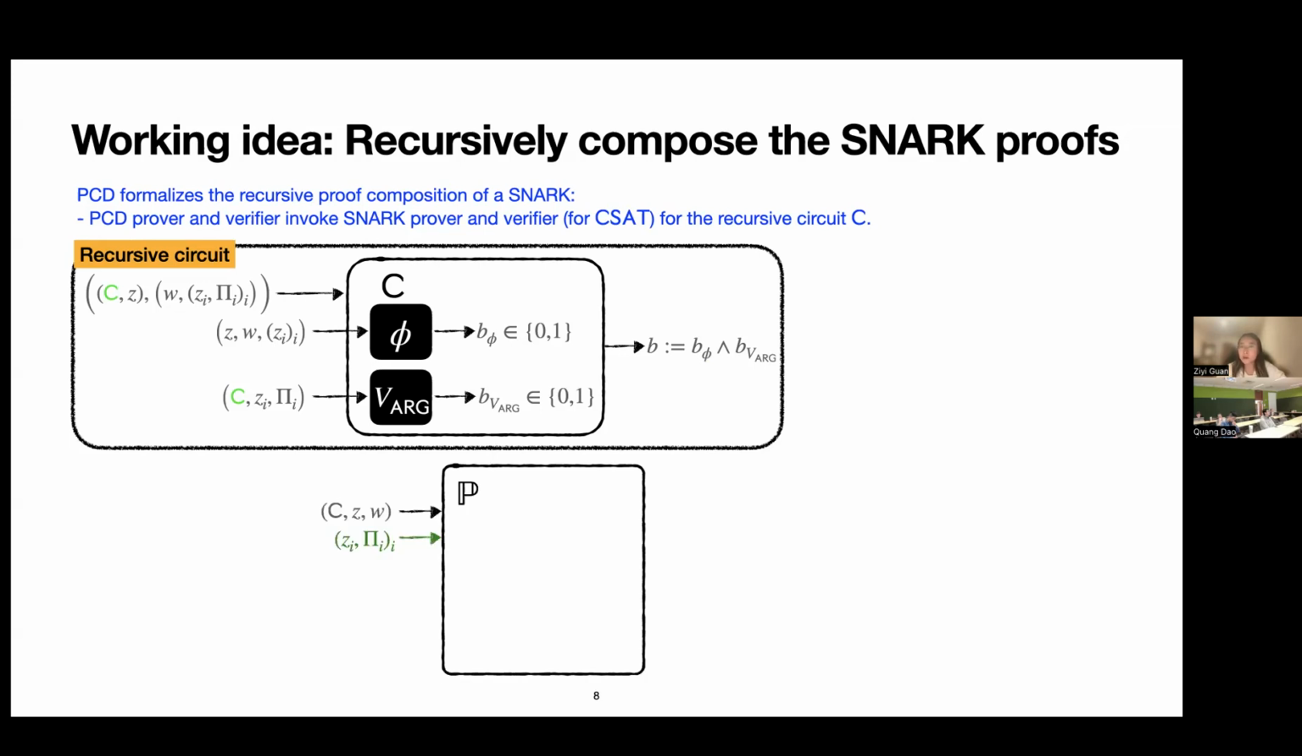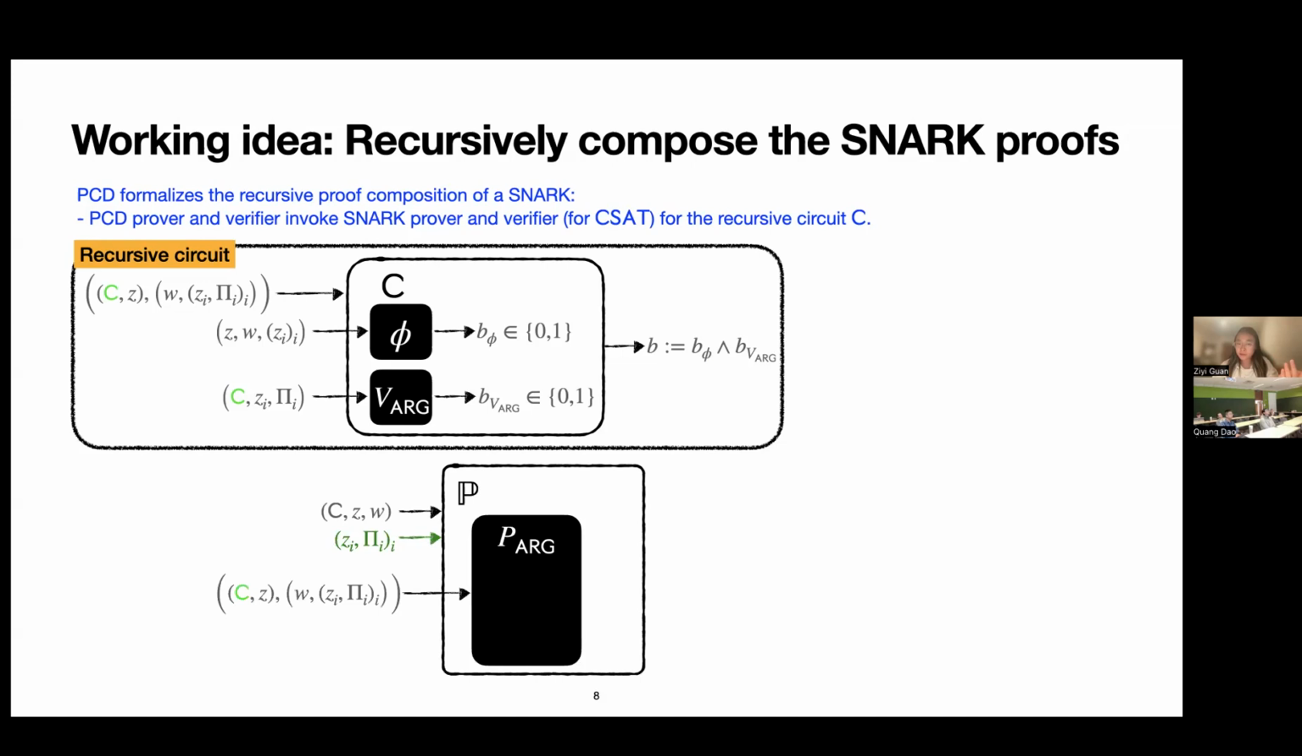So therefore, we can definitely wrap the SNARK prover and verifier for this recursive circuit inside the PCD prover and verifier. So how do we do that? Again, we want to construct the PCD prover. It gets the corresponding input, instance, witness, and also the incoming instances and proofs. It's going to invoke the argument prover.